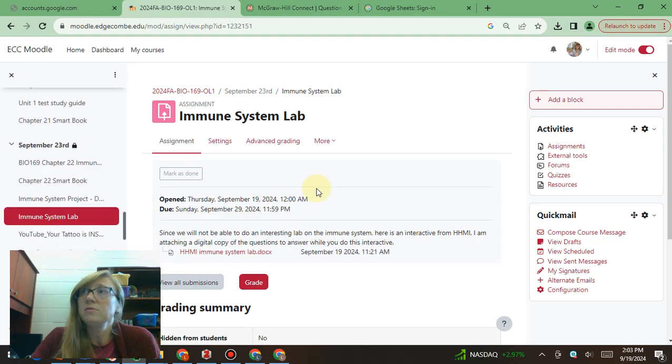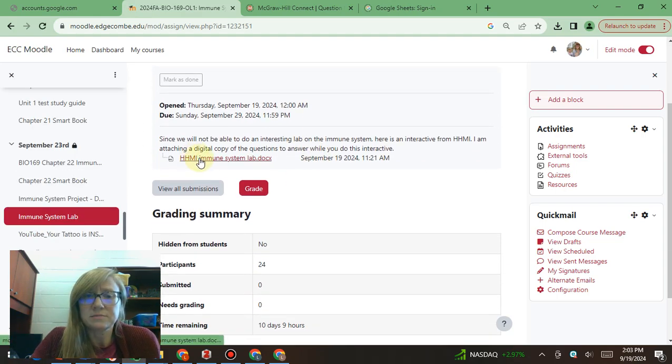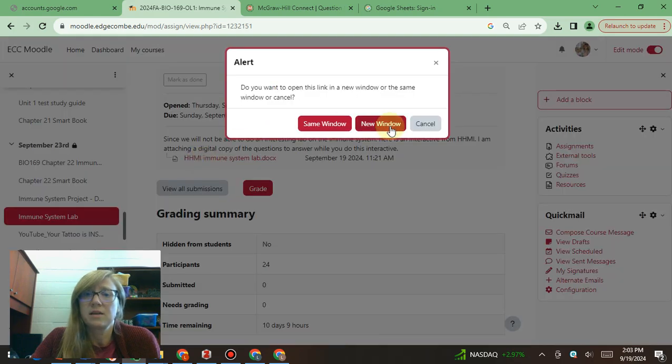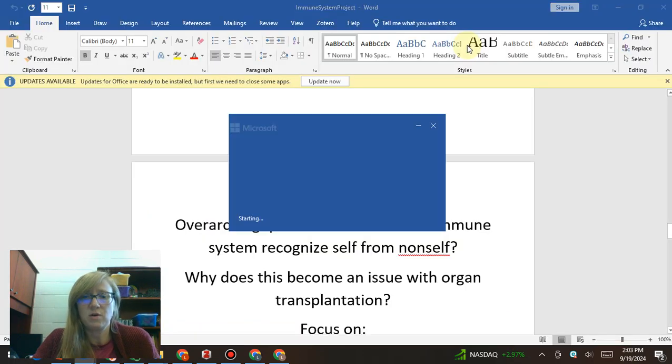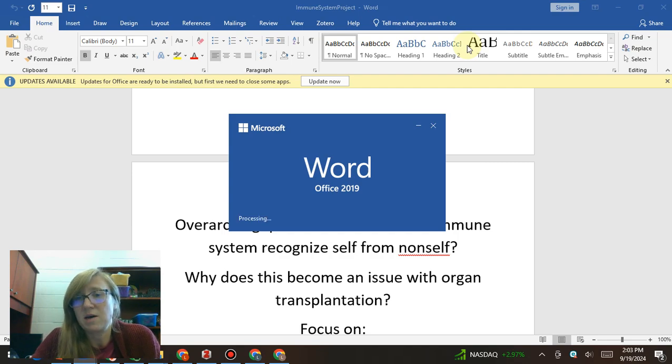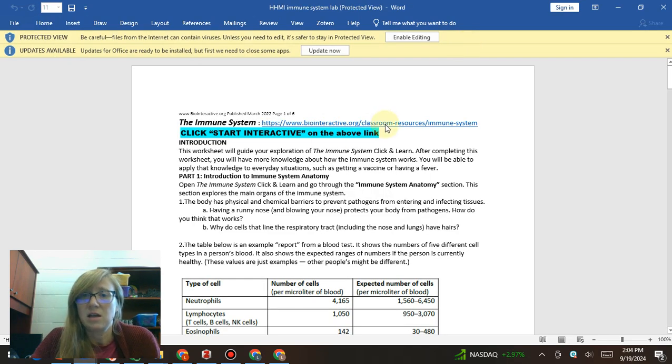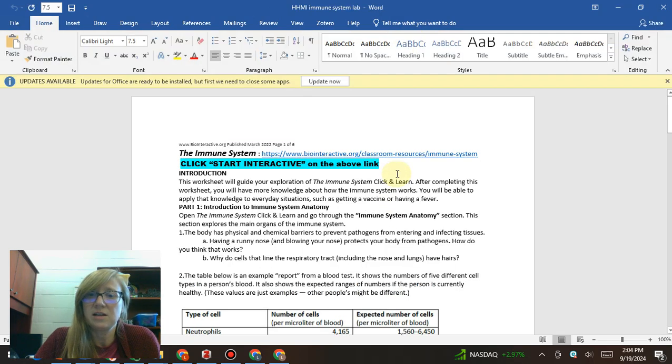Then I have a lab for you. This lab here looks like this. You're going to see a document that's got a few questions on it, and it links to an interactive from HHMI, that's Howard Hughes Medical Institute. What you're going to do is click on this link, and it will take you to the interactive, and from there you will use that to help you answer those questions. There's a green button that says Start Interactive, and you'll be all set.